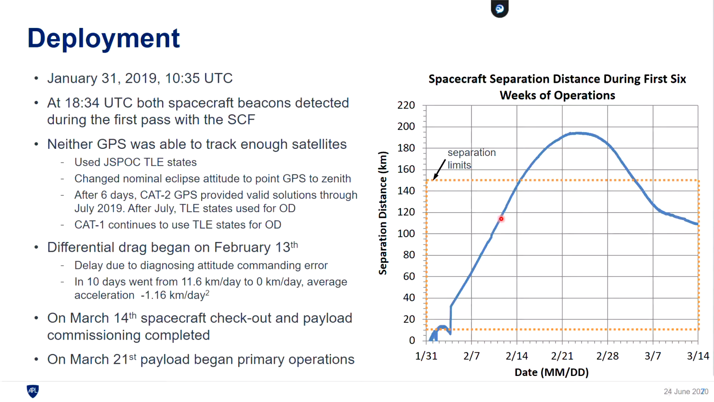But once differential drag was started, it only took 10 days to reduce the separation rate from 11.6 kilometers per day down to 0 kilometers per day. On March 14th, the spacecraft checkout and payload commissioning were completed. And on March 21st, the payload began primary operations. And you can see that the spacecraft was well within the desired separation limits when that began.